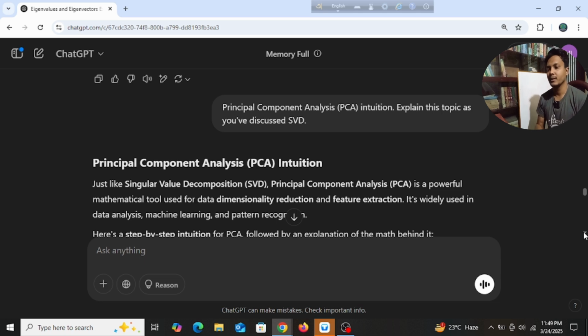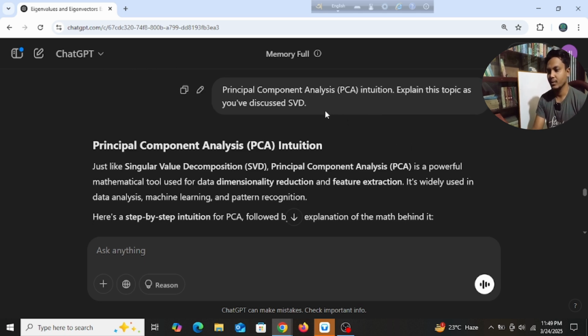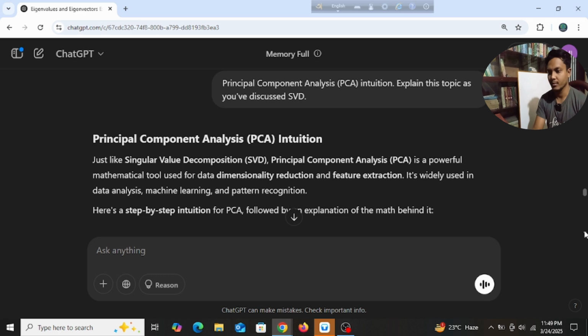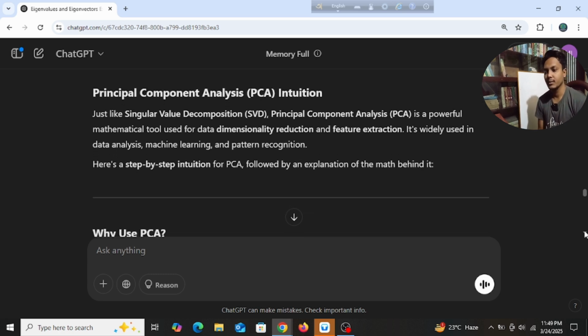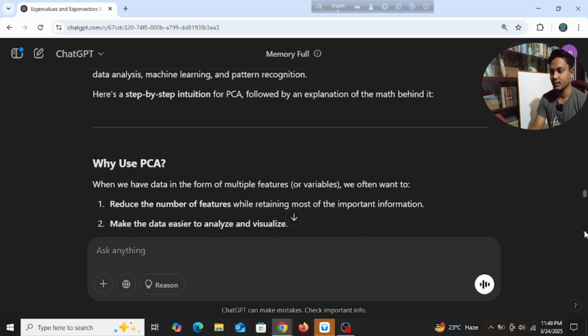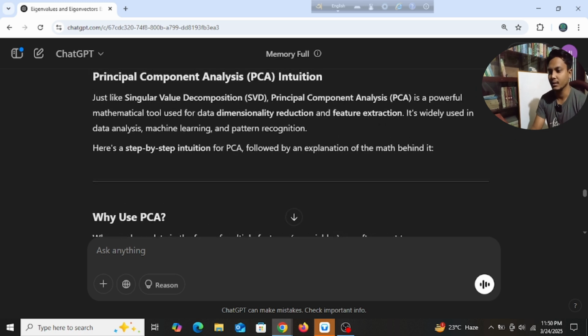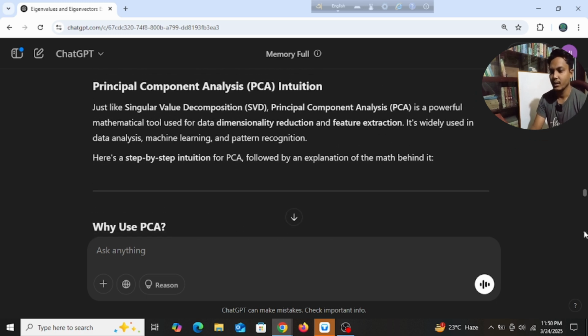So now we have another thing to learn, and that is PCA, principal component analysis. I explained this topic as we discussed SVD. So you see here, principal component analysis, just like singular value decomposition. Principal component analysis, PCA, is a powerful mathematical tool used for data dimensionality reduction and feature extraction. You can pause the video and read if you want. Okay, so why use PCA?